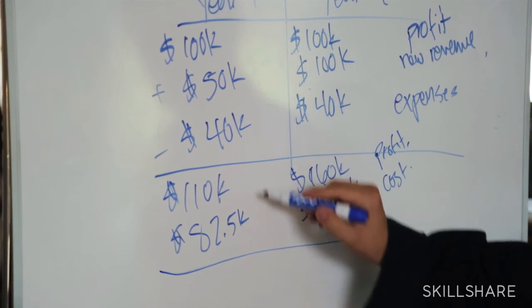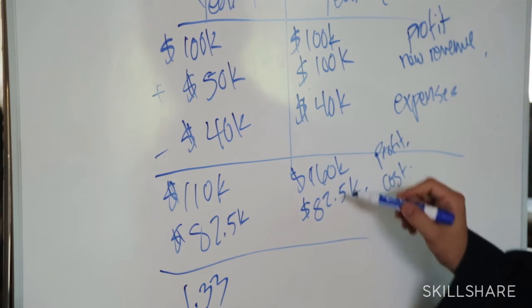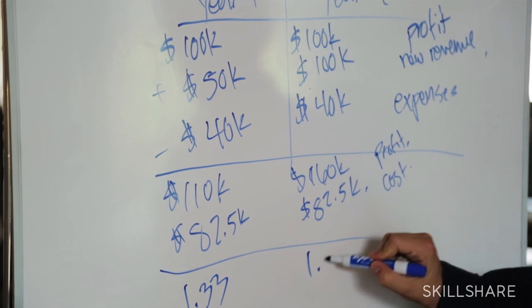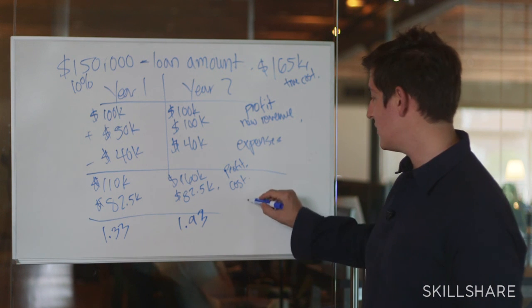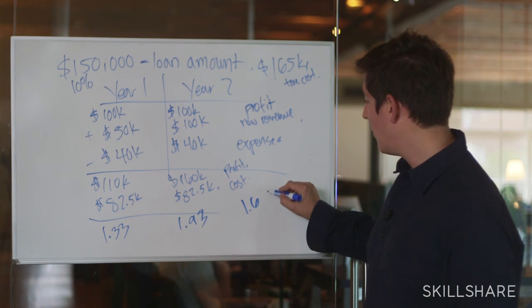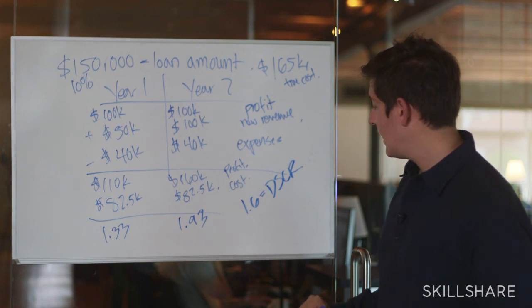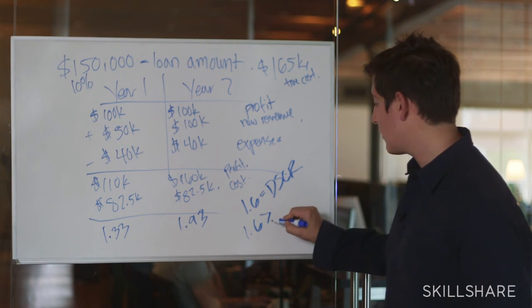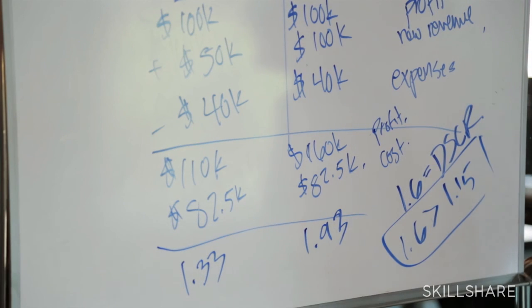So if I look at just the ratio of these, in the first year it's 1.33, and in the second year we're doing much better, so it's 1.93. And most lenders will take the average of those two numbers, and let's say it's just around 1.6 for debt service coverage. And because 1.6 is greater than 1.15, we have very good likelihood of this loan being approved.